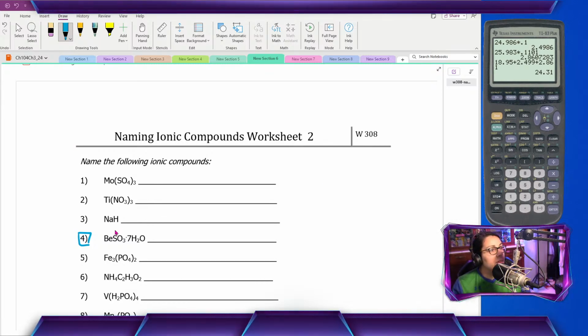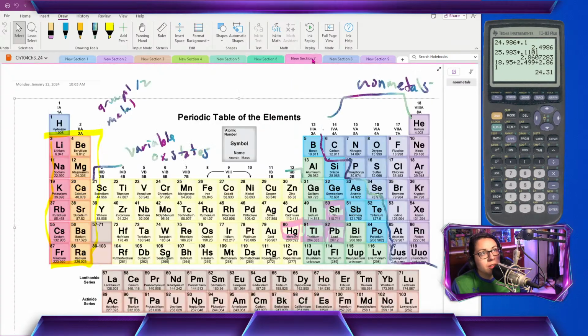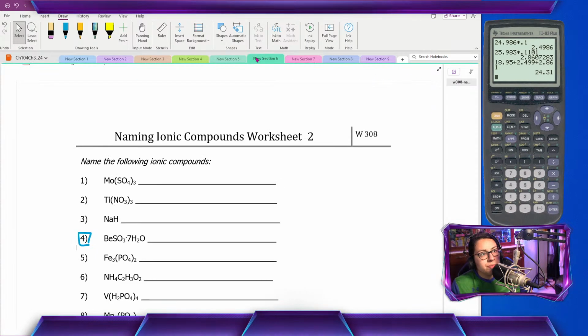All right, so I gave it away a little. But yes, this is beryllium. Where's my mouse here? So our group 2, and then go back to your polyatomic sheet if you need, right? Have that handy. Oh, and there it is, SO3, and it's a 2 minus charge. And so that does balance in a 1-to-1 ratio. So that's good. Let's go back.